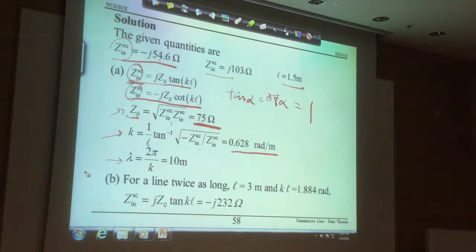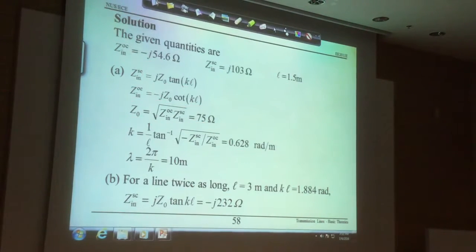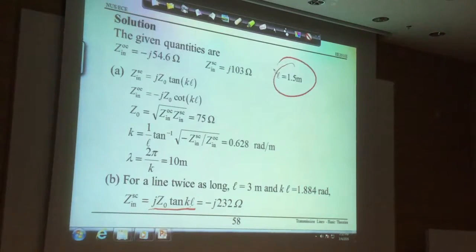So then for the second, it is twice the length. Twice the length is, again, we use this equation. The length initially is this length, now 3 meters. Okay? So KL, then set into this equation. This is a very simple equation, right? Again, verify by yourself. Okay? Verify by yourself. I have mentioned more than 10 times, right?